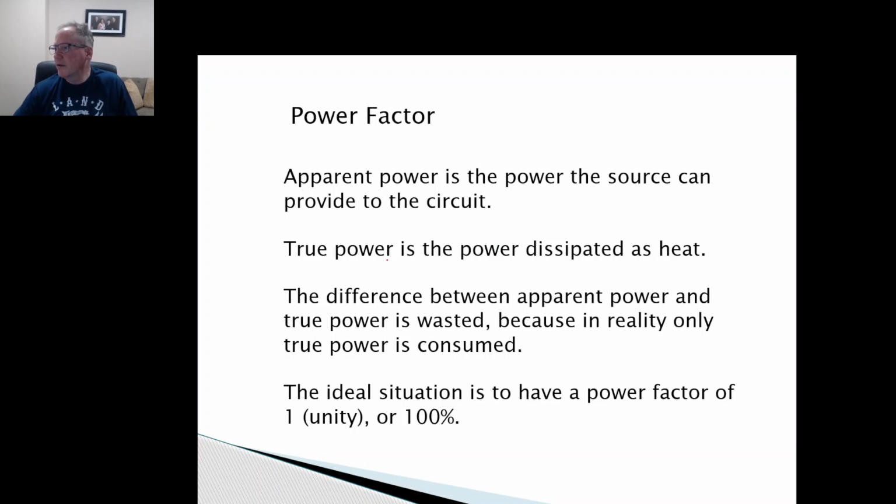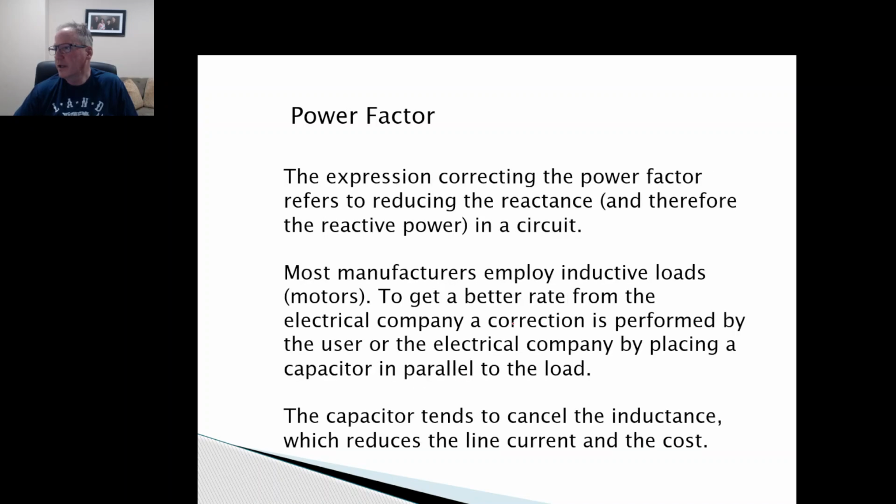All right. Now, apparent power is the power the source can provide. So that's the total power, or the apparent power. True power is the power dissipated by heat because of the resistance. And the difference between the apparent power and the true power is wasted, because in reality only true power is consumed. Now, the ideal situation is to have a power factor of 1 or 100%, which makes it operate in unity. Now, the expression correcting the power factor refers to reducing the reactance.